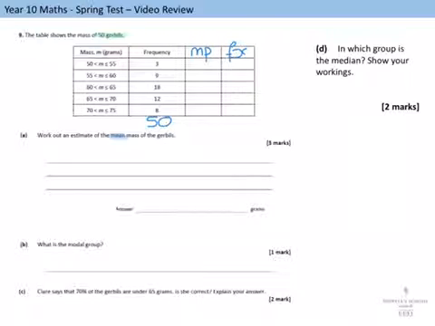So the midpoint of each category is found by adding the 2 endpoints together, 50 and 55, and then halving your answer. So that's going to give us 52.5, 57.5, 62.5, 67.5, and then 72.5.